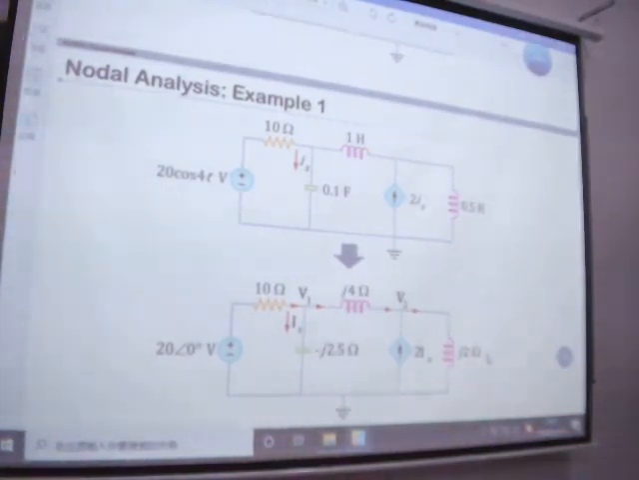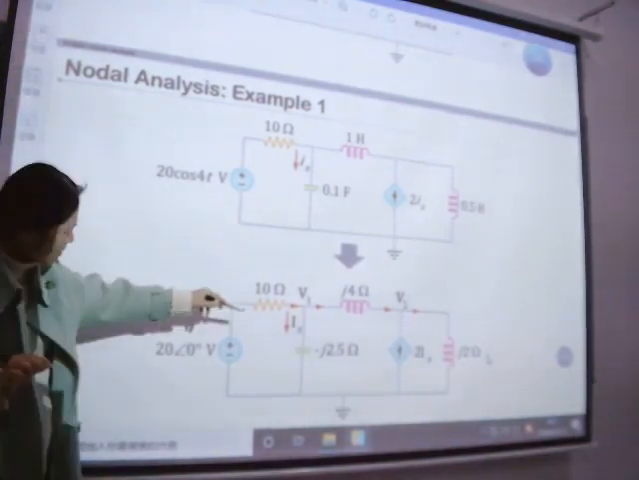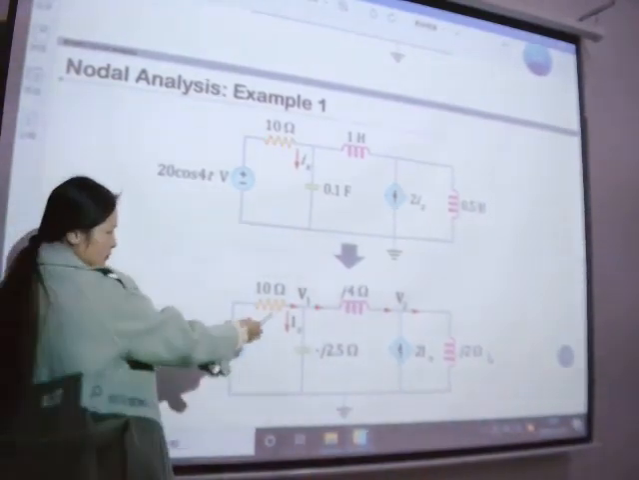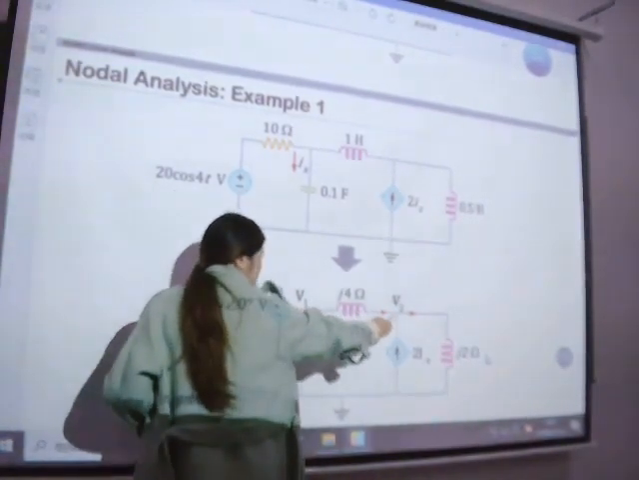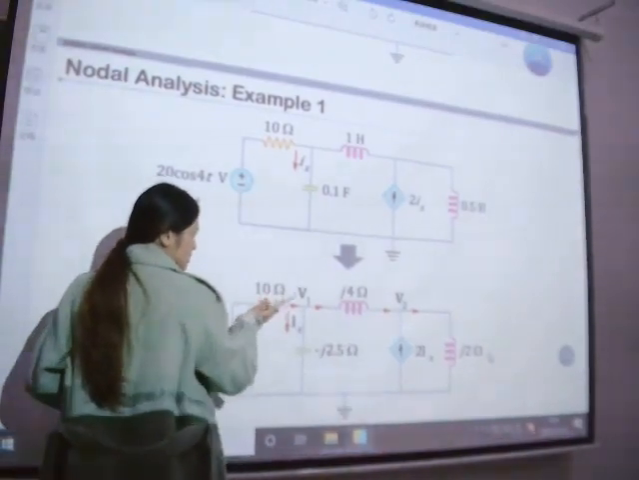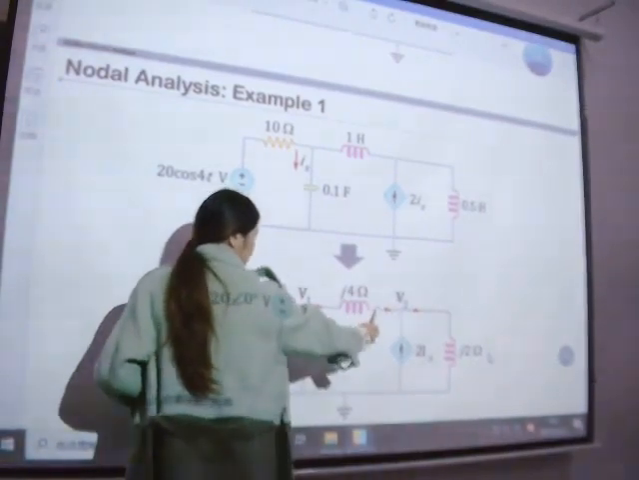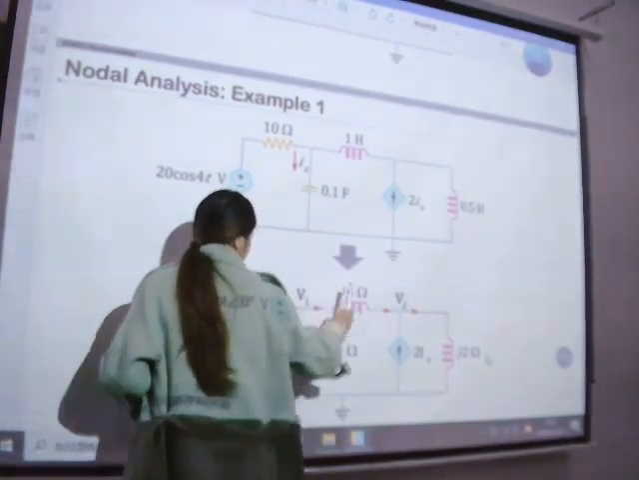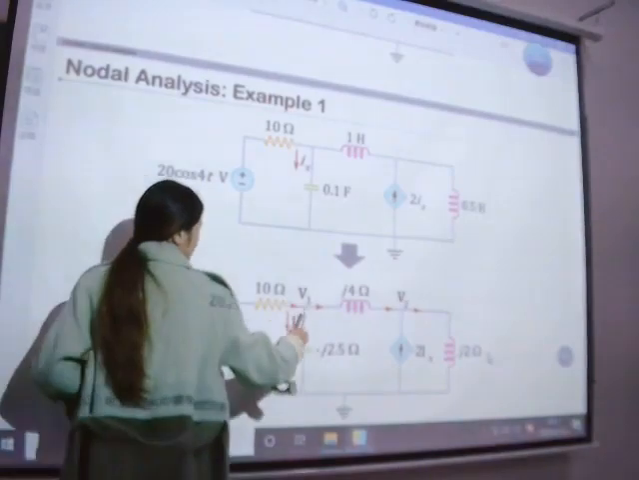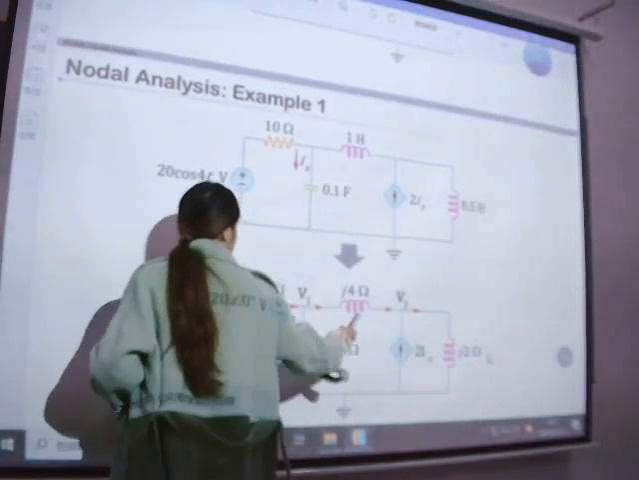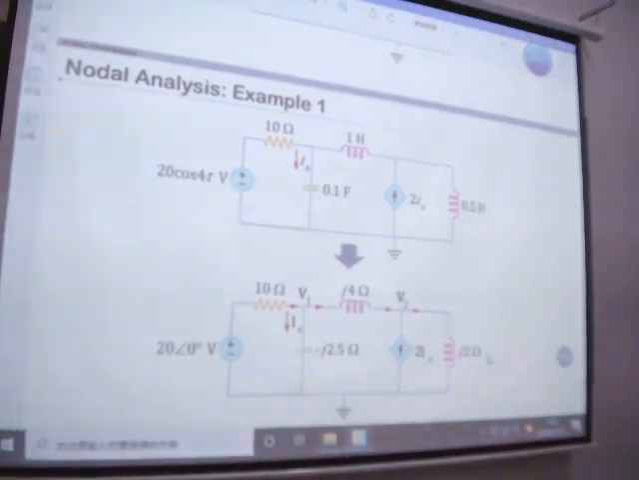And then for I2, we know I2 is the current inside this branch. So it should be the voltage difference V1 minus V2, because now we suppose the direction of the current is here. If we change the direction, it should be V2 minus V1. So the value should be the voltage difference over the impedance, so it should be V1 minus V2 over j4.